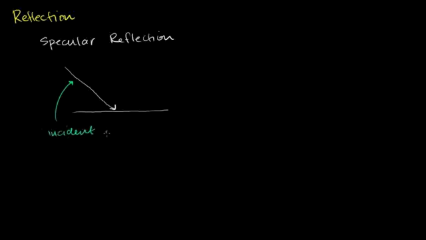Incident ray. It'll approach the surface, and you can almost imagine that it bounces off at essentially the same angle, but in the other direction. So then it'll hit the surface, and then it'll bounce off, and it'll go just like that. And then we would call this the reflected ray after it is kind of bounced off of the surface. Reflected ray.